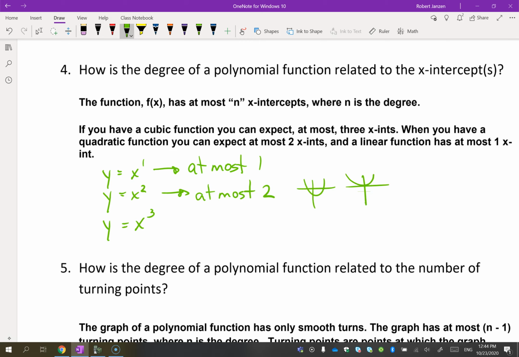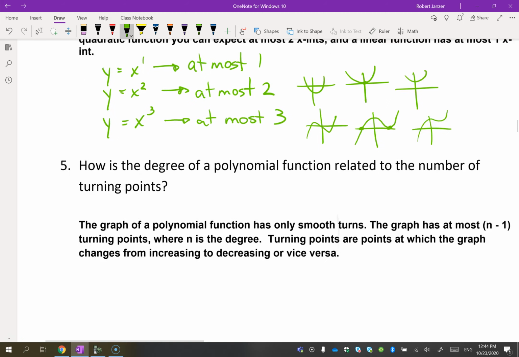Okay. So if it just would touch, and it's also possible that it doesn't have any X-intercepts. So that's why we say at most 2. Same with a cubic, it has at most 3. So it's possible that it has something like that, but it's also possible, and we've seen this, where we only have 2, and we've also seen where there's only 1. Okay, so that's what that means.